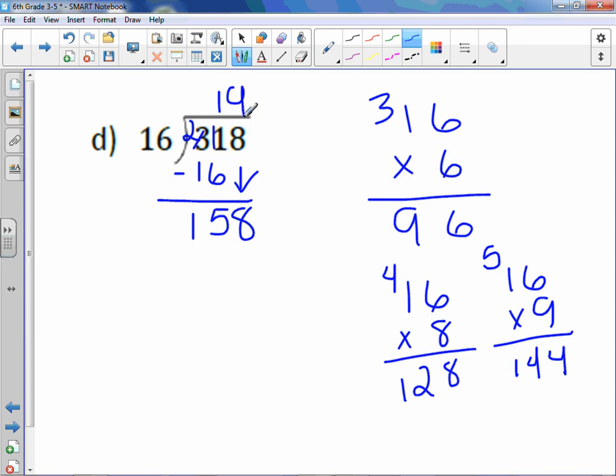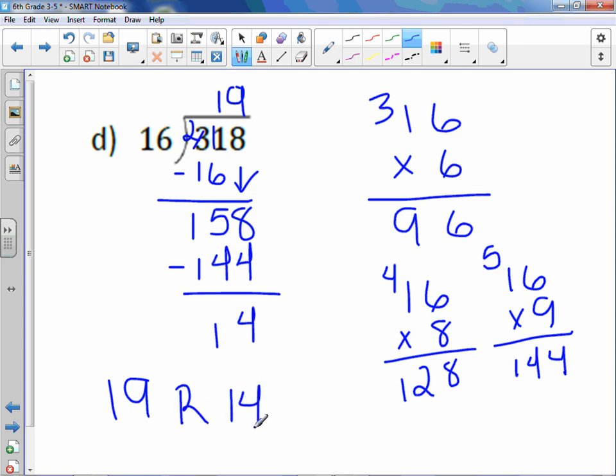So again, if you don't get it on the first try, that's okay. Just go until you get the closest number without going over. Subtract 144, and we have an answer of 19, remainder 14.